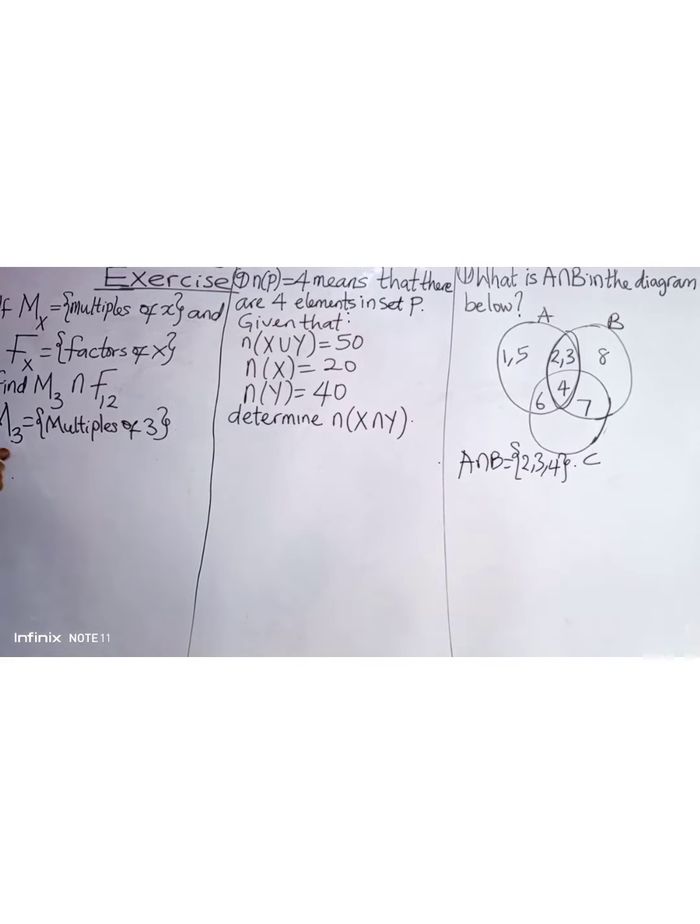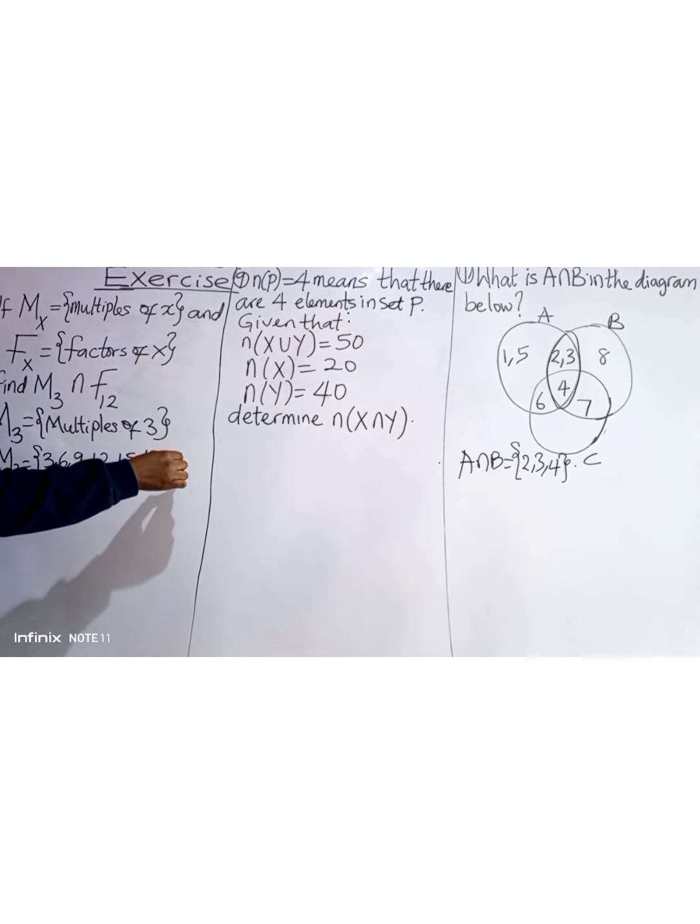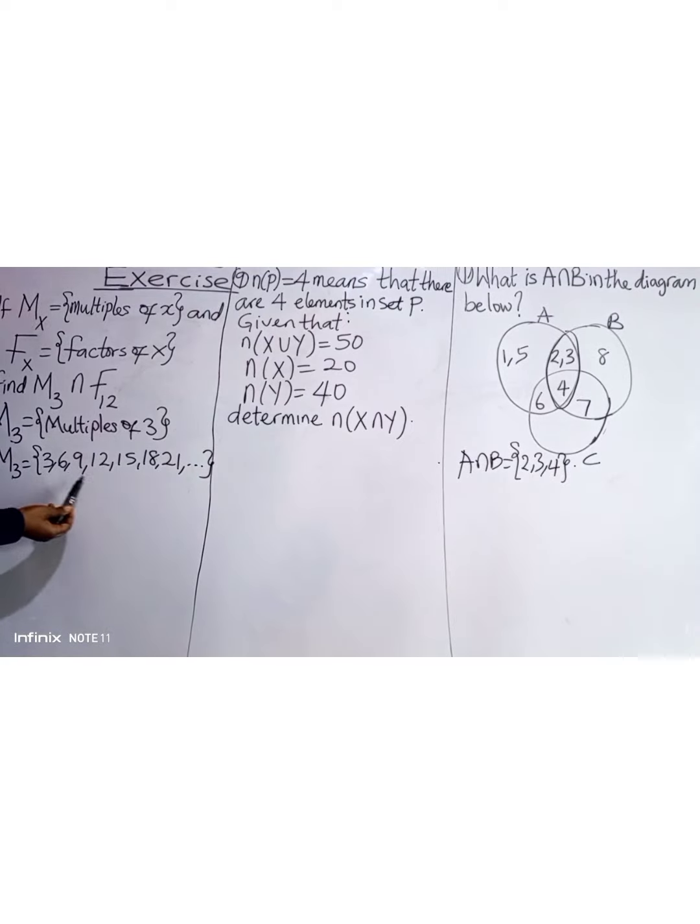So here, m subscript 3 means that anywhere I see x, I'm going to put 3. So that would be multiples of 3. Multiples of 3 are 3, 6, 9, 12, 15, 18, 21, and so on. That is all the numbers that 3 can divide without any remainder. They are multiples of 3.